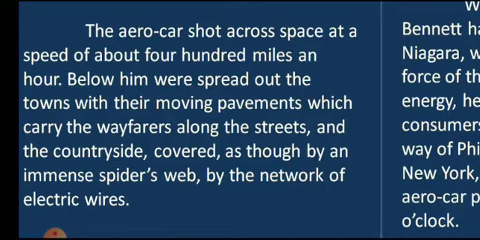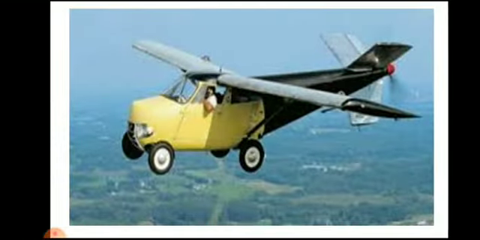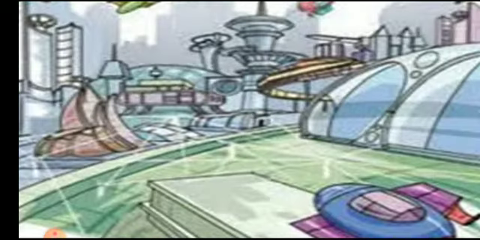Below him were spread out the towns with their moving pavements. What are moving pavements? That is a moving walkway, like an escalator. You would have seen those in a shopping complex or railway station or airports, which carry the wayfarers. Who are the wayfarers? A traveler on foot can be called a wayfarer. They need not walk. Just when they stand on the moving pavement, it will take them. And the countryside covered as though by an immense spider's web. So many electrical lines are there. By the network of electric wires, it looks like a spider's web.